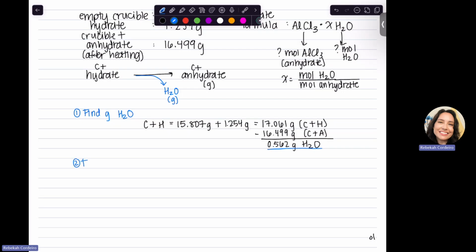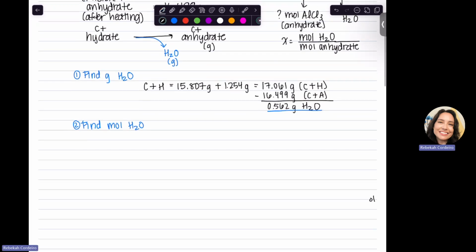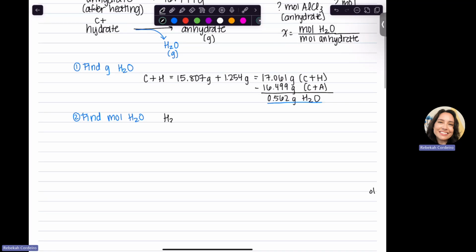Next, we can find the moles of water. Now to find the moles of water, first we've got to make a pit stop to find the molar mass. So for molar mass with H2O, we have two H's. Each H is 1.01. We have one oxygen. Each oxygen is 16. These numbers might look a little bit different from your periodic table. This is from the numbers in my head periodic table. So we get 18.02 gram per mole.